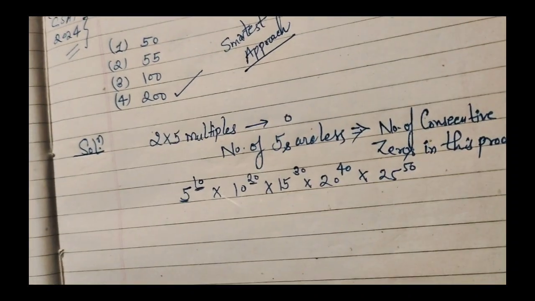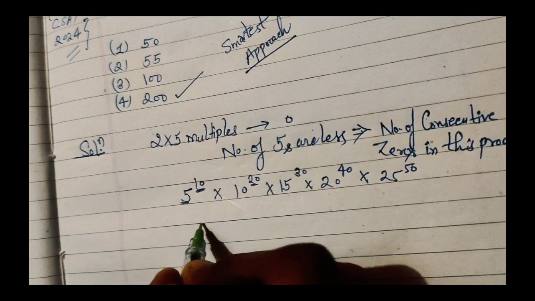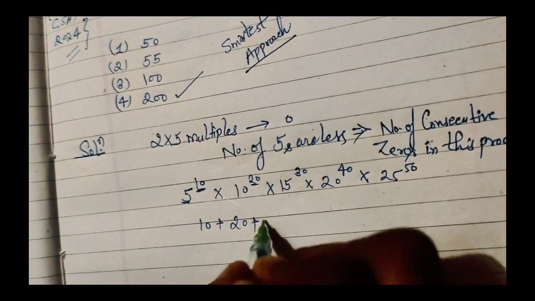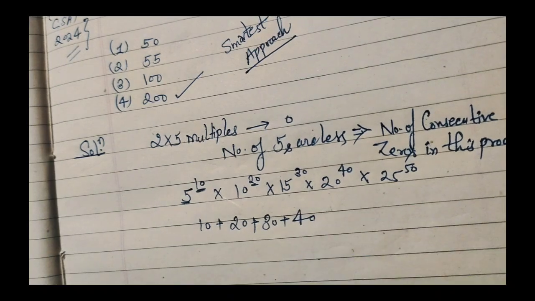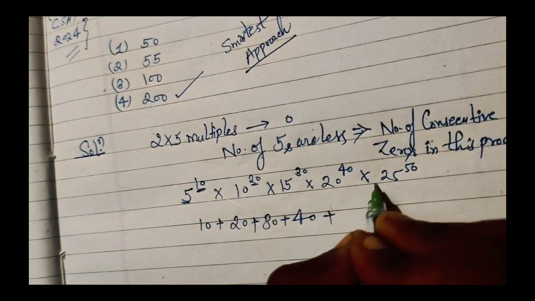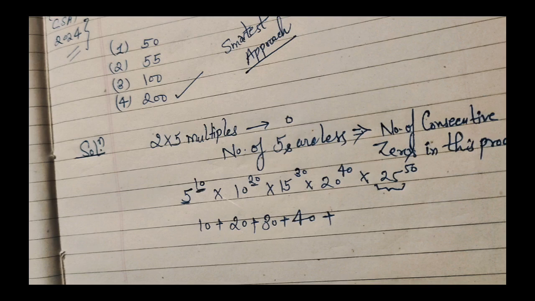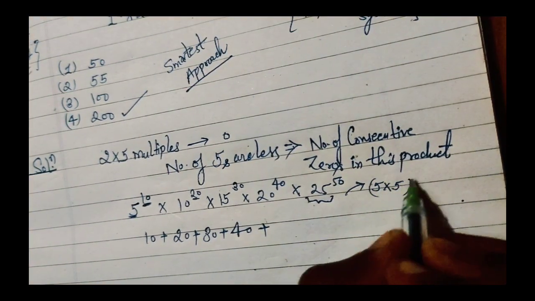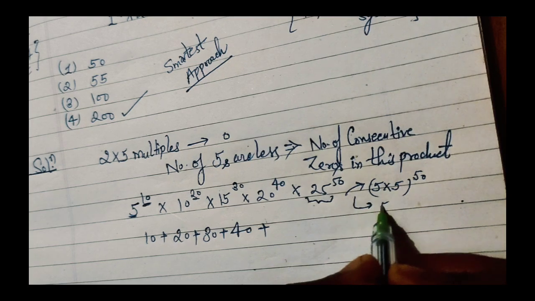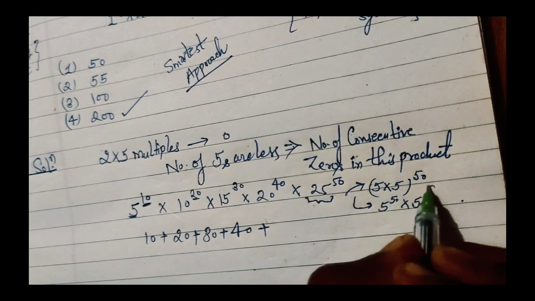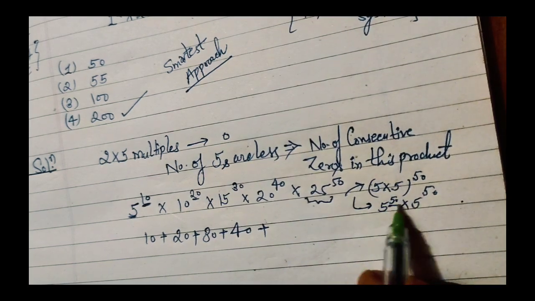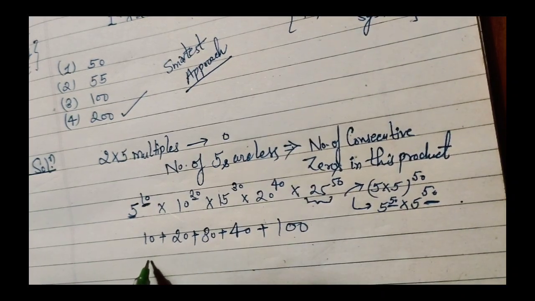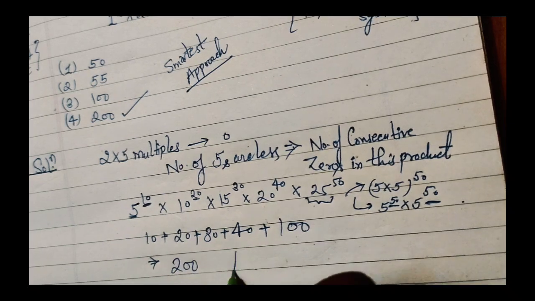So to count the number of zeros, I have to count the number of powers. It is nothing but 10 plus 20 plus 30 plus 40, right? In 25 you will get two 5s. What I'm trying to say is, you can write 25 to the power 50 as 5 to the power 50 multiplied by 5 to the power 50. That means you are getting 2 times 50, which is nothing but 100. So if you count all, it will become 200. It will be the answer.